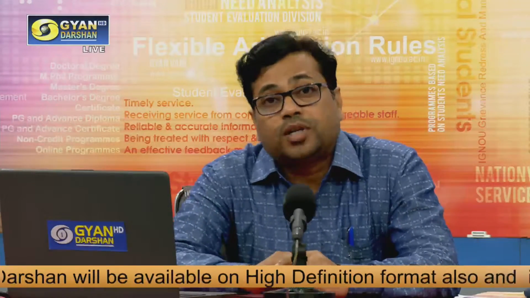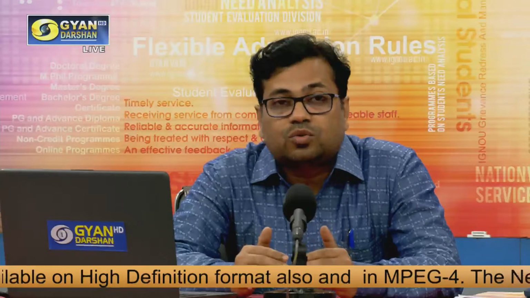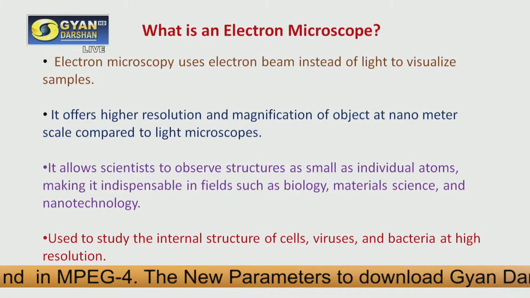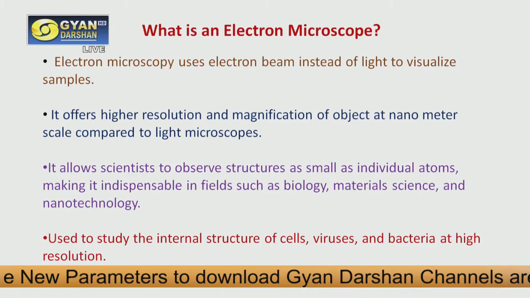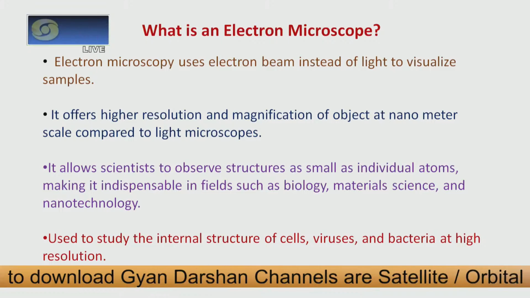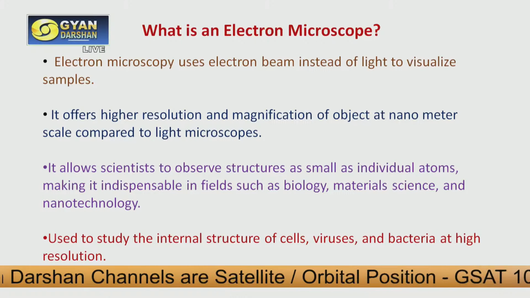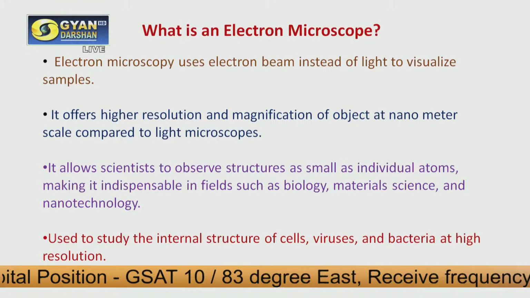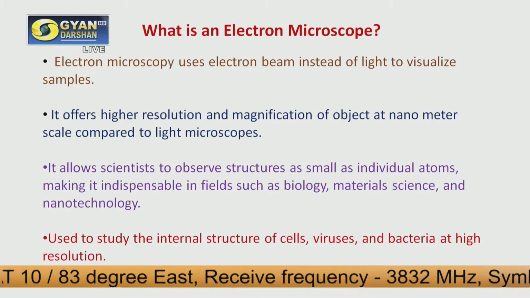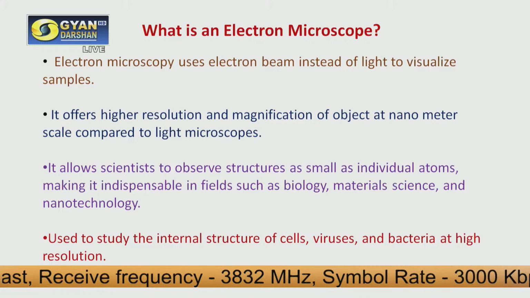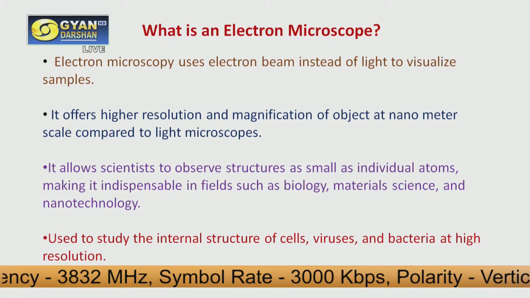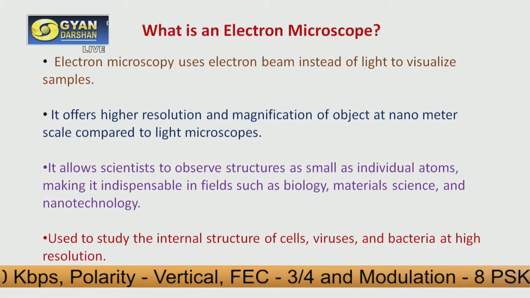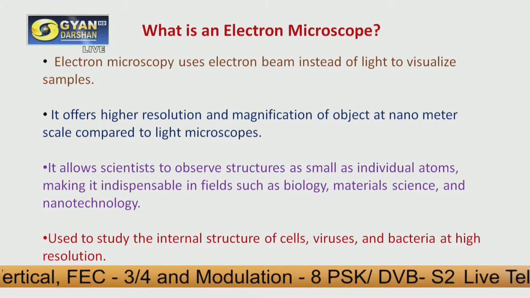So what is an electron microscope? The electron microscope uses electrons instead of light to view the biological specimen, and it offers high resolution magnification of objects at the nanometer scale. The wavelength of the electron is very small, about 0.002 nanometer, much smaller than the wavelength of light. This allows scientists to observe structures as well as individual atoms, making it indispensable in fields such as biology, material science, and nanotechnology.